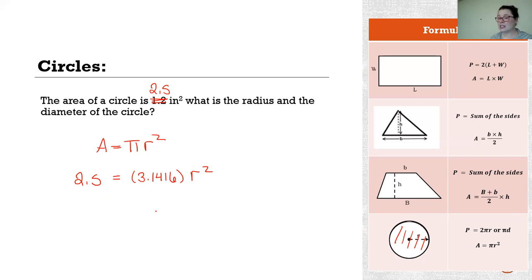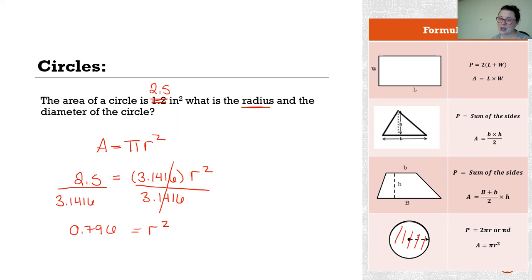Now we need to find out what the radius is. We don't know that. That's what we're looking for. The question says, what is the radius? So we want to find r. Remember from before, it's pi times radius squared. So to undo that, we go back to our algebra. We're going to divide by 3.14. Those cancel out. 2.5 divided by 3.14 gives us 0.796 equals our radius squared.